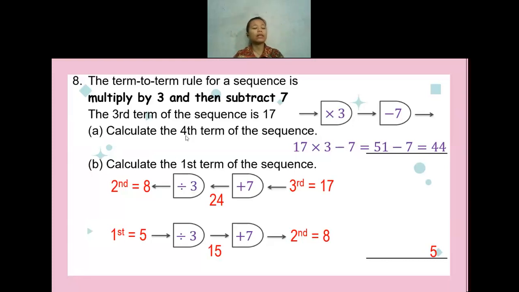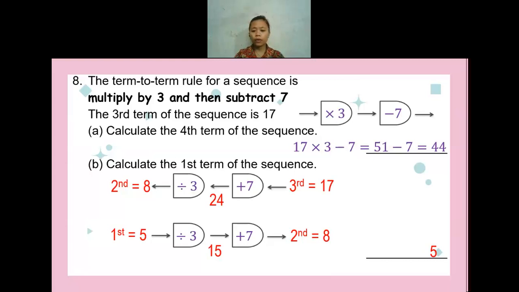When we have to find the next term, we just follow the function machine. So 17, we multiply by 3, which equals 51. Then subtract 7. So 51 minus 7 equals 44.